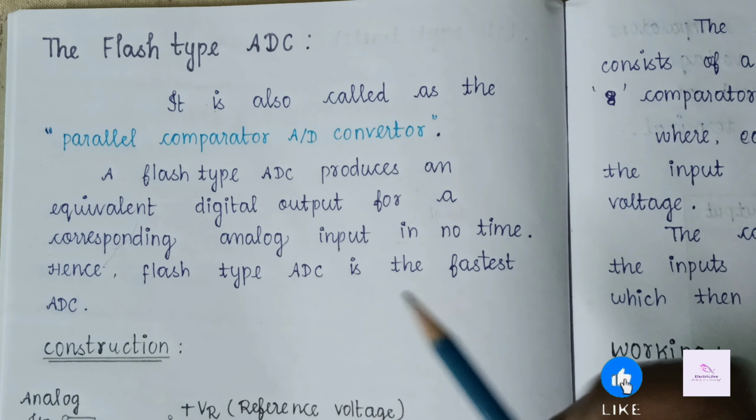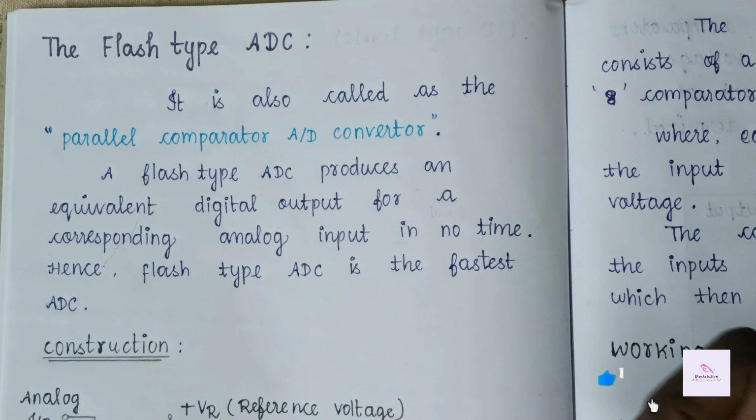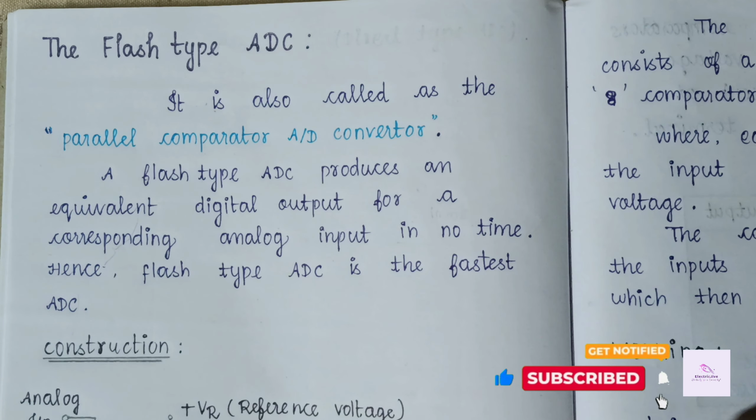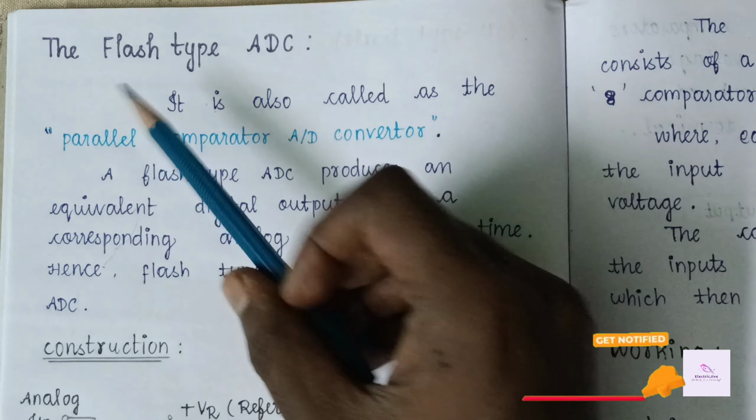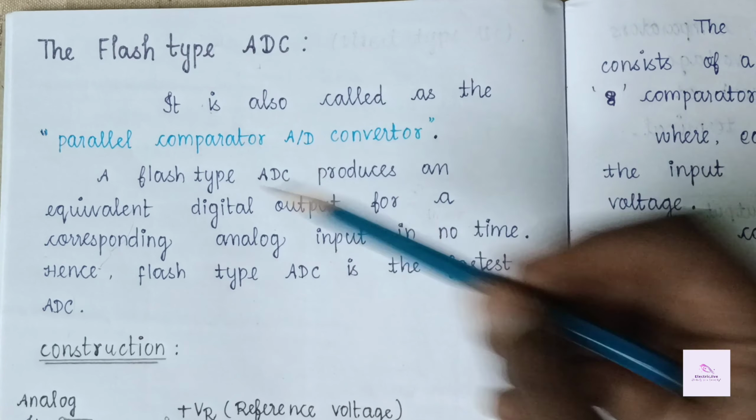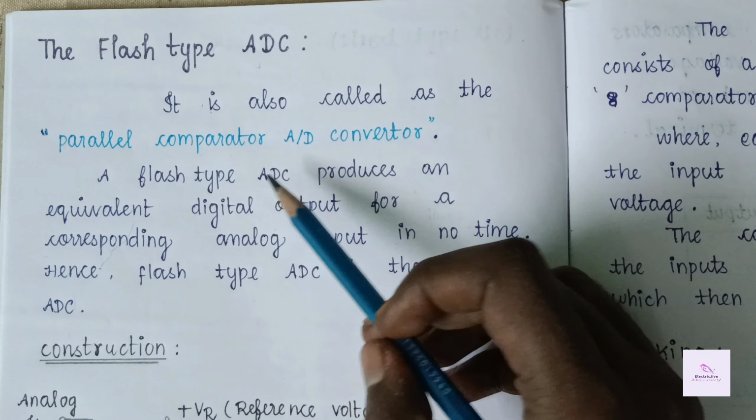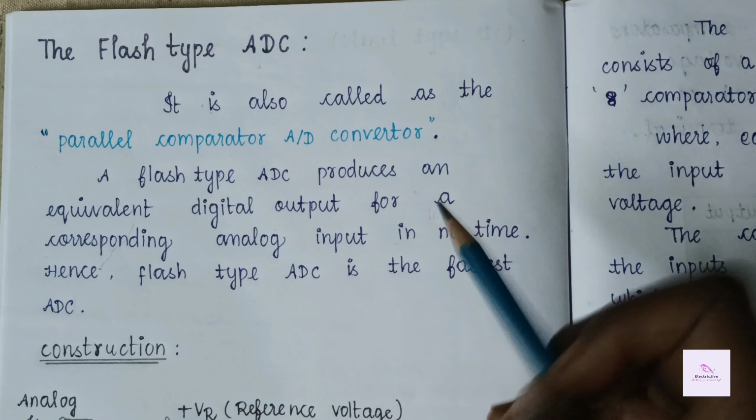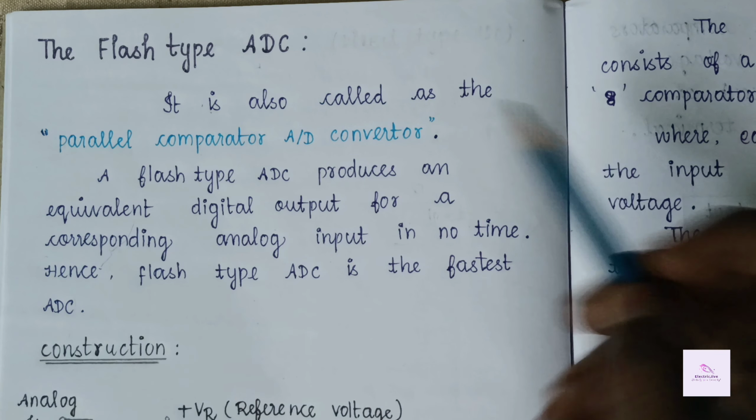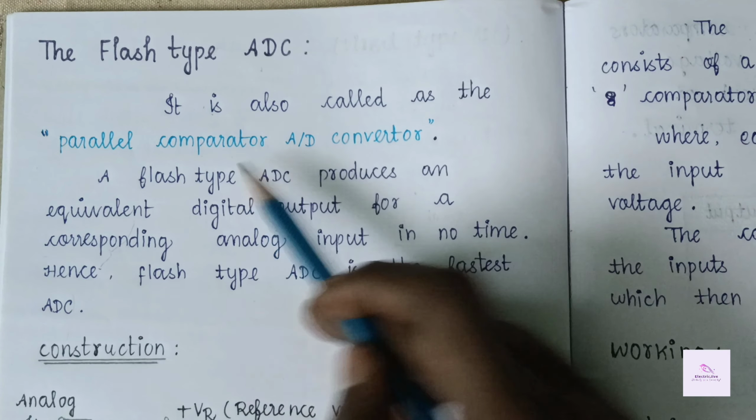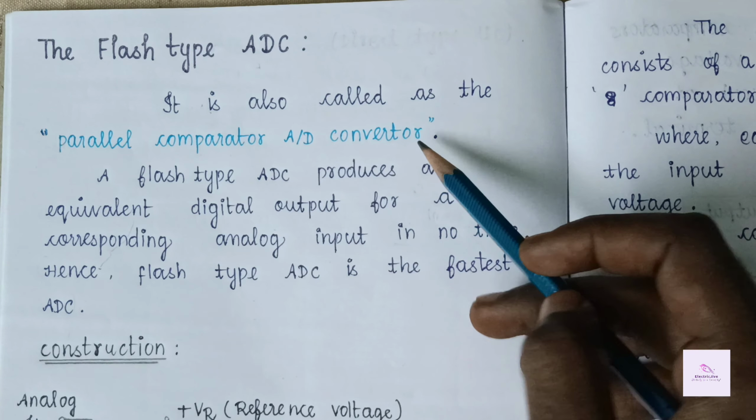Hi everyone. In this video, we are going to discuss one of the important topics in Unit 4 in linear integrated circuits. The topic is the flash type ADC. ADC means analog to digital converter. This flash type ADC is one of the types of direct type analog to digital converter. Okay, it is also called the parallel comparator analog to digital converter.